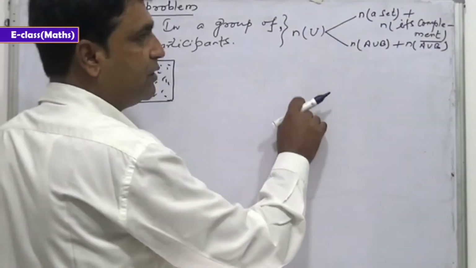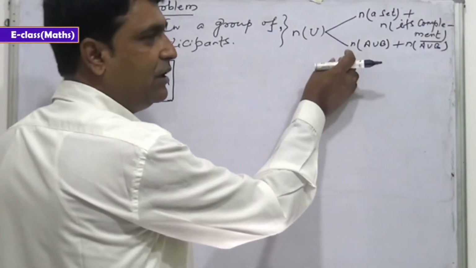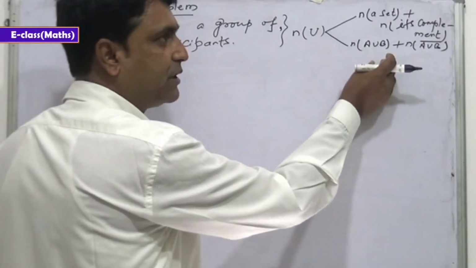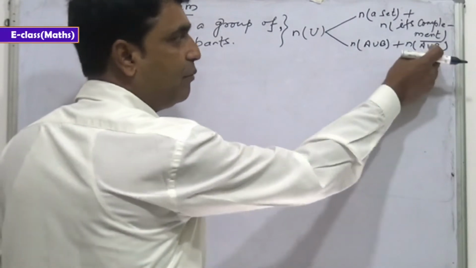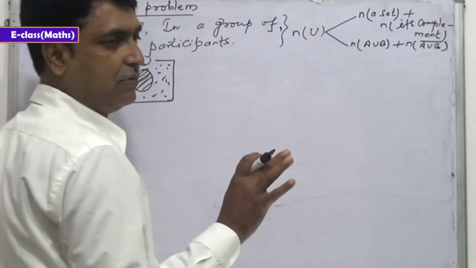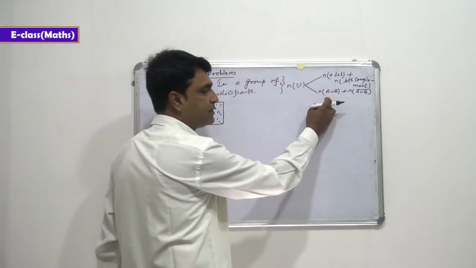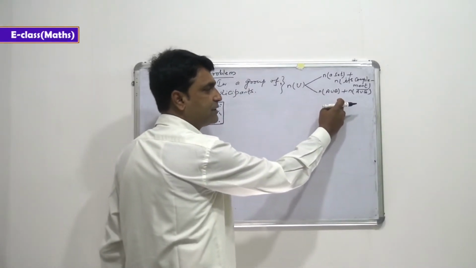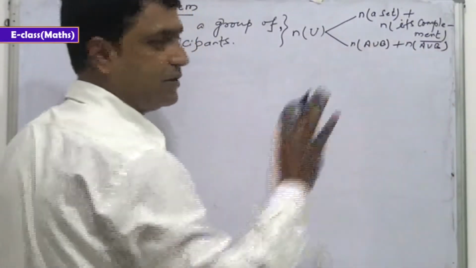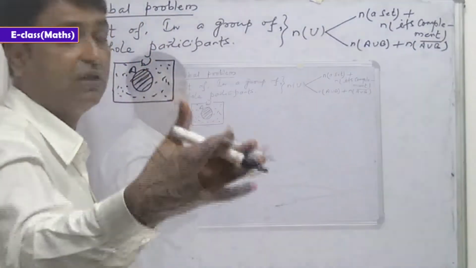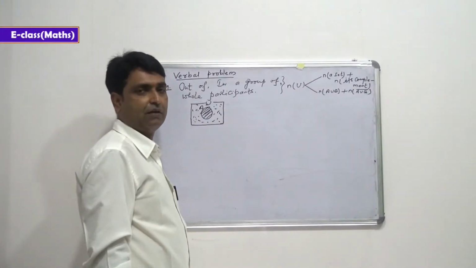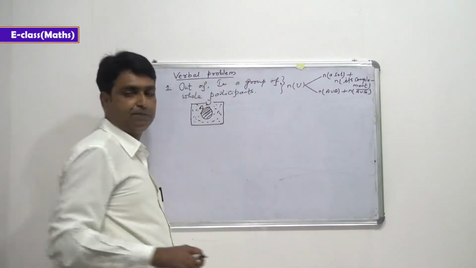That is n(A union B). In place of this, n(only A) plus n(only B) plus n(A intersection B), leave it as it is. No need to disturb it. In another language also, n(A) plus n(B) minus n(A intersection B), plus this as it is. You can create some formulas yourself there. I hope you have understood it.